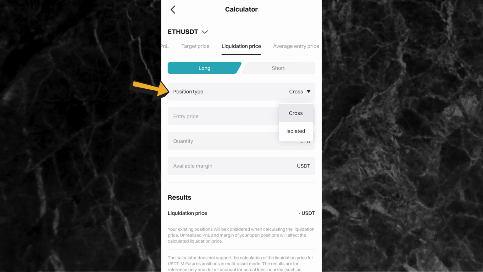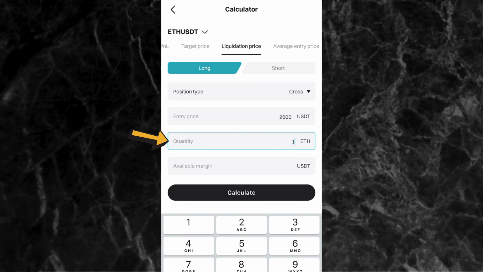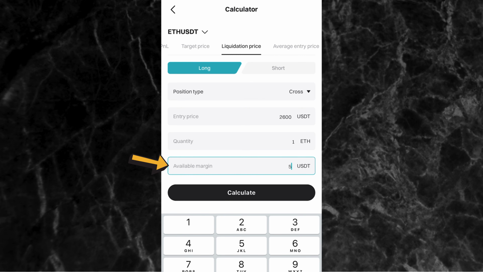So you come right here and click cross or isolated. So let's start with cross margin. I'll click cross margin right there and then enter the entry price. For the entry price, let's leave it at 2,600. Now for the quantity, the amount of ETH you want to trade, let's say 1 again. Let's leave it at 1. And then the available margin means how much is in your wallet for this trade. So let's say $500 and then click on calculate.